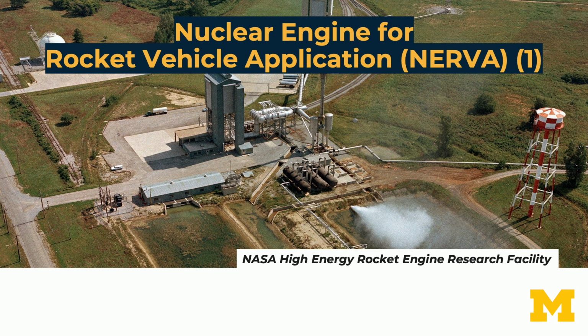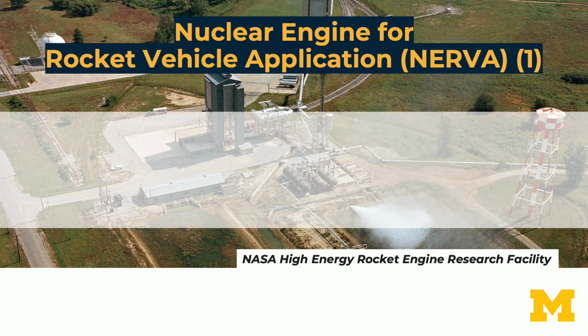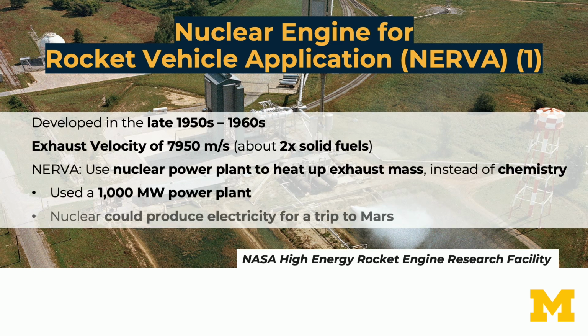So we've done this in the past. We have developed this thing called the Nuclear Engine for Rocket Vehicle Application, or NERVA engine. So the NERVA engine, which was developed in the 50s and 60s, had an exhaust velocity of about 7,950 meters per second, which is roughly 2 times the exhaust velocity of solid fuels, which is pretty good. NERVA uses a nuclear power plant to heat up the exhaust mass, which is hydrogen, instead of using chemistry.